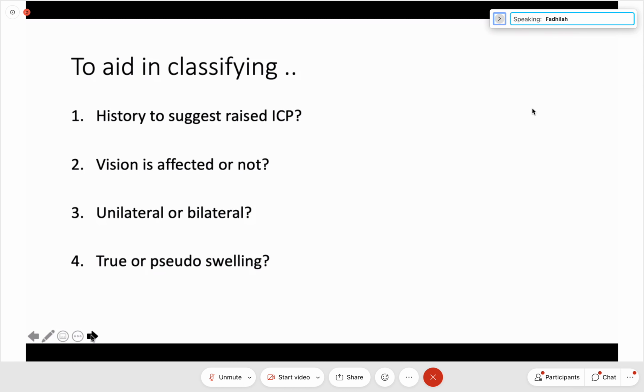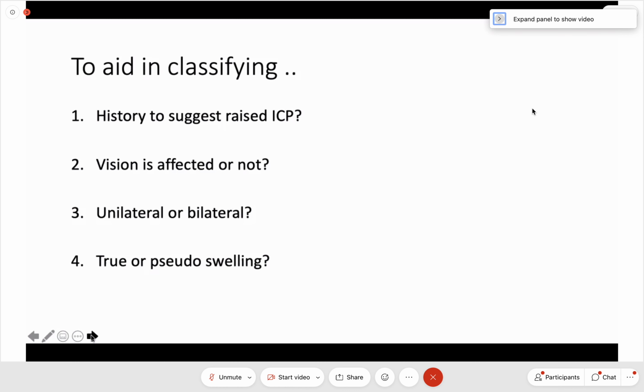So when you see the patient firsthand, how do you classify them into one of these three groups? These are the things I always think about when I see patients with this condition. The first thing is, of course, to see whether there is or there is no history of raised ICP. That's very important because you do not want to miss a patient with a brain disease or brain condition that can kill them. So you need to make sure that the patient comes without headache, without other symptoms of raised ICP. The second one is to make sure whether the vision is affected or not affected.